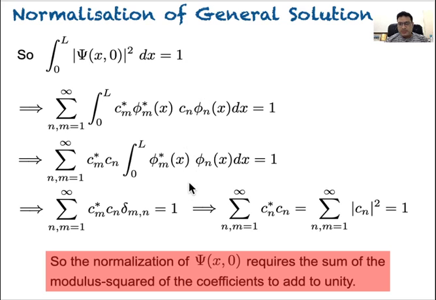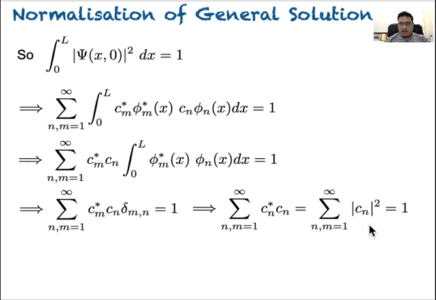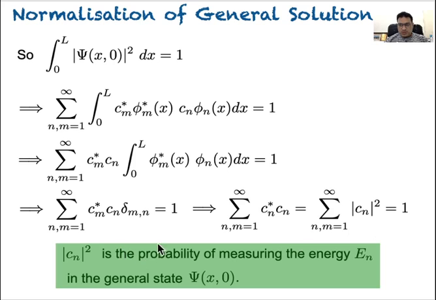normalized. So what it means is that for any general wave function of the time dependent Schrodinger equation at t equal to 0 that is normalized, the normalization of psi of x, 0 requires the sum of the modulus square of the coefficients to add to unity. It means that this mod of Cn squared is the probability of measuring or finding the energy En in the general state psi of x, 0. So this is the meaning of mod of Cn squared.